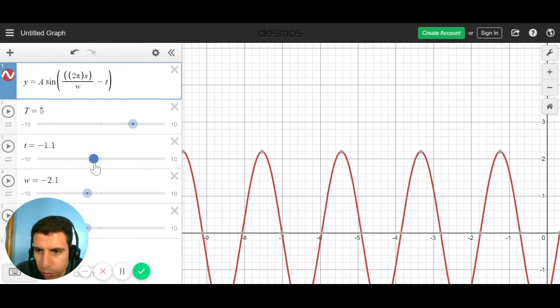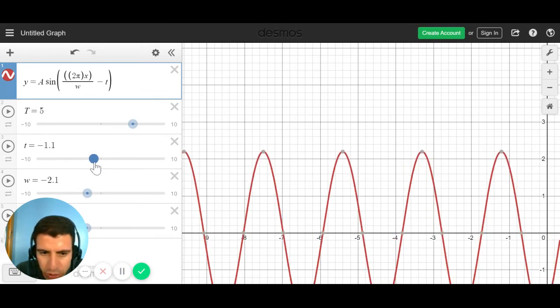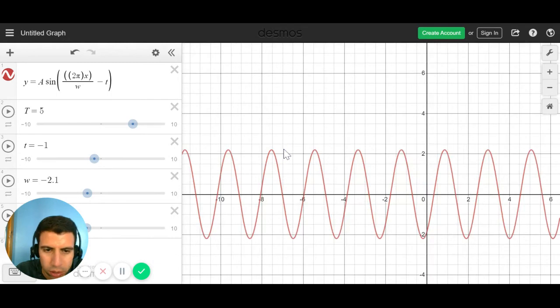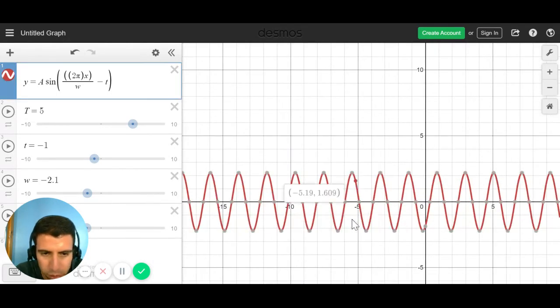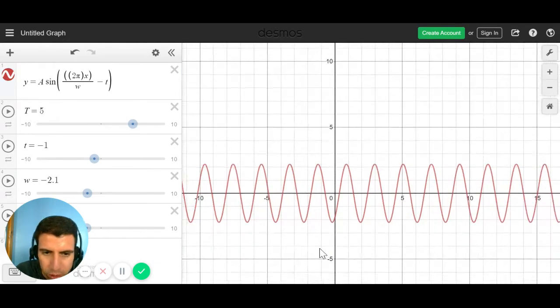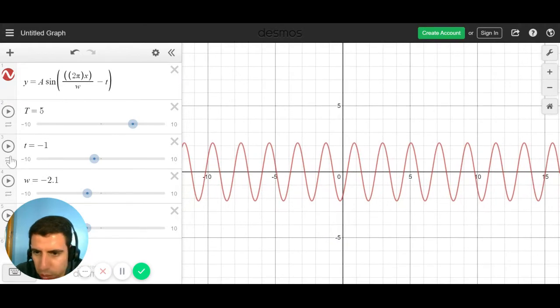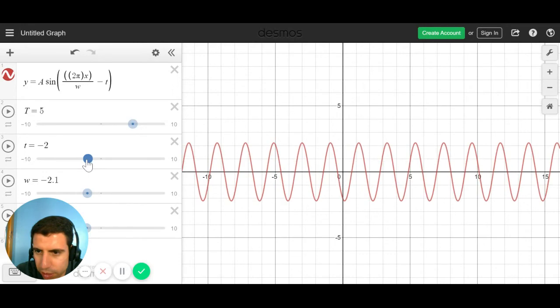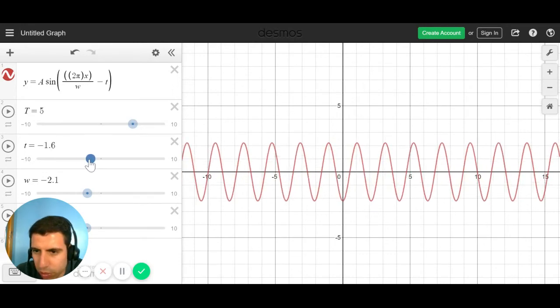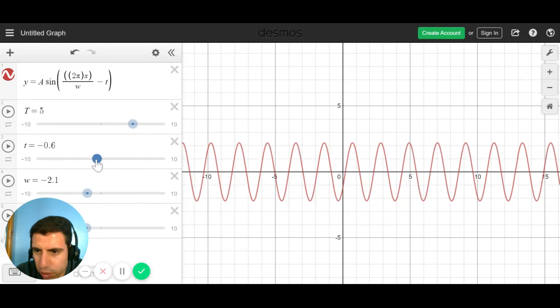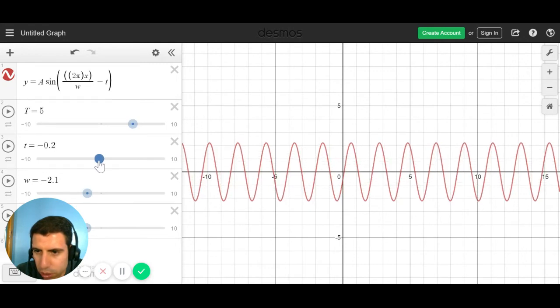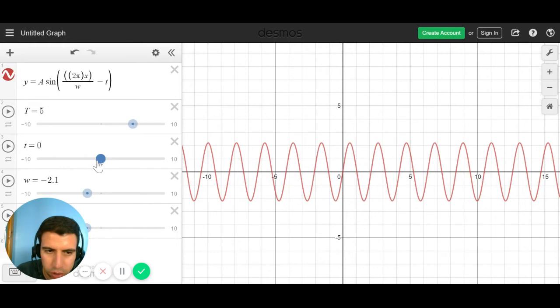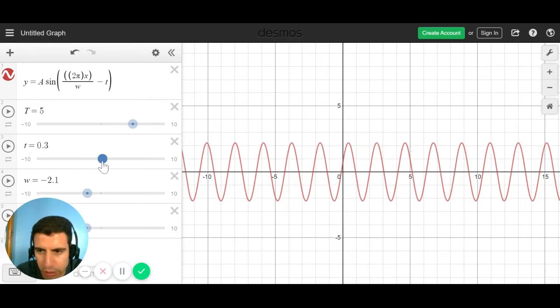So we wanted one wavelength to pass us every 5 seconds, right? I see what's going on. Here we go. So we're going to start at 0, right? So we wanted a period of 5, right? Okay, so here we go. We're going to go ahead and see if it takes 5 seconds for a wavelength to pass us.